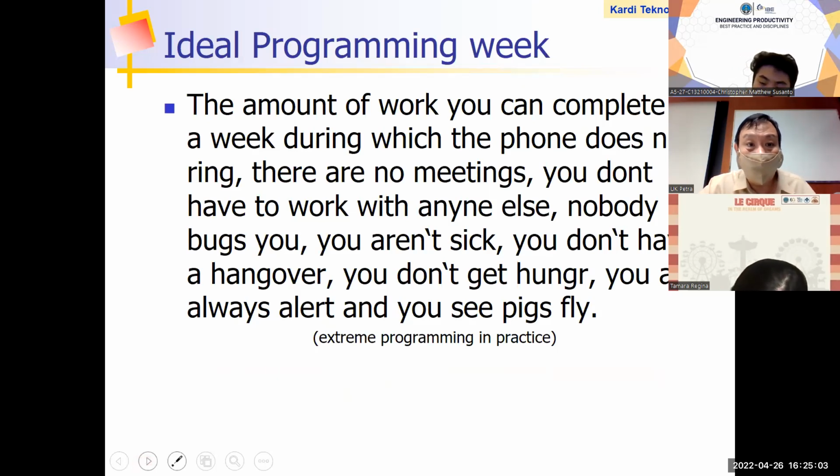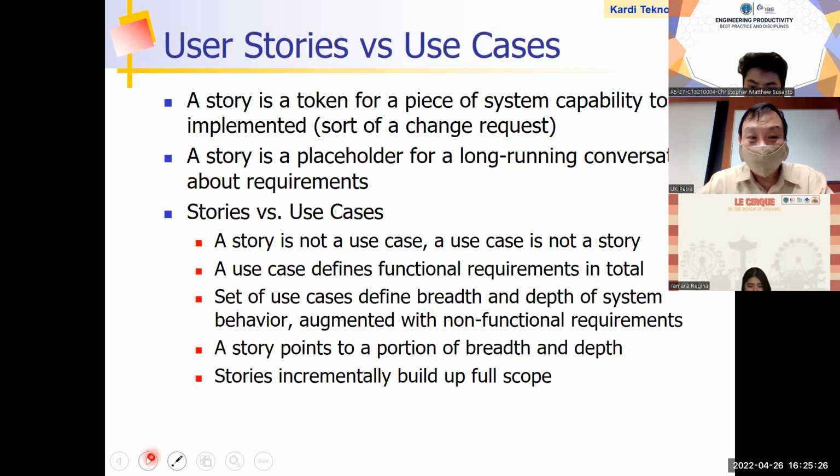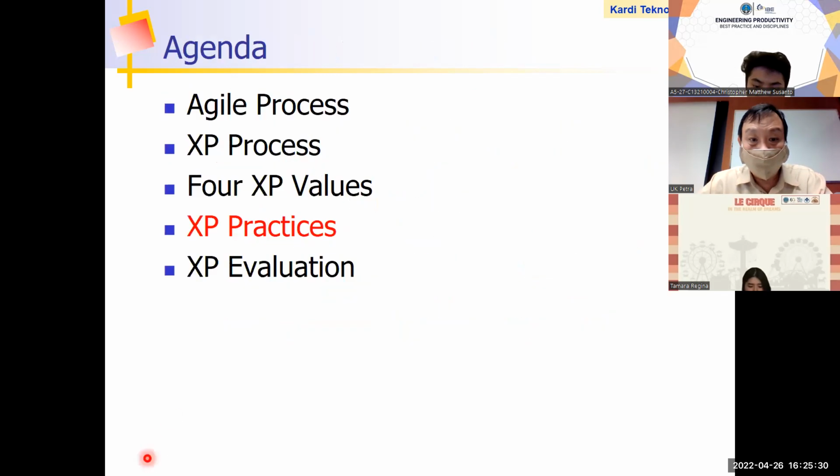So what is ideal hour? Yeah? The amount of work that you can complete in 1 week, during which the phone does not ring, there are no meetings, you don't have to work with anyone else, nobody bugs you, and you aren't sick, you don't have a hangover, you aren't hungry, and you're always alert, and you see the pig fly. Eh? So these are the ideal programming week. Okay. So this is just a comparison, you can read by yourself.